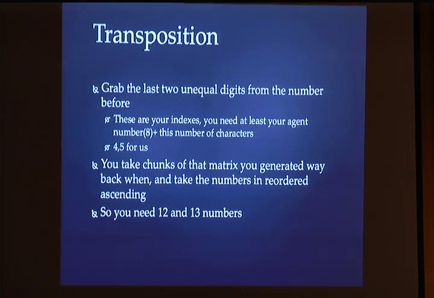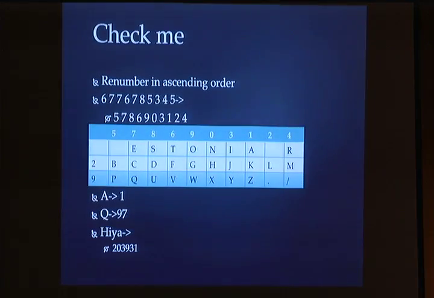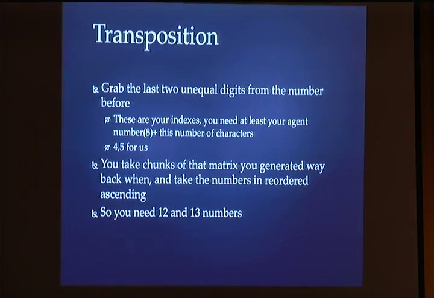So first we grab the last 2 unequal digits from that string before, which are 4 and 5. If there was 5, 5, you would grab those 2 and the one before it, but in this case it's 4 and 5. You add it to your agent number. For us, we're going to call it 8. So the actual lengths of our strings are going to be 12 and 13. Now, you take the matrix you generated way back and take the numbers, grabbing 12 and 13 characters in order. So you grab columns in order from 0 onward until you get 12 characters for the first string and 13 characters for the second.